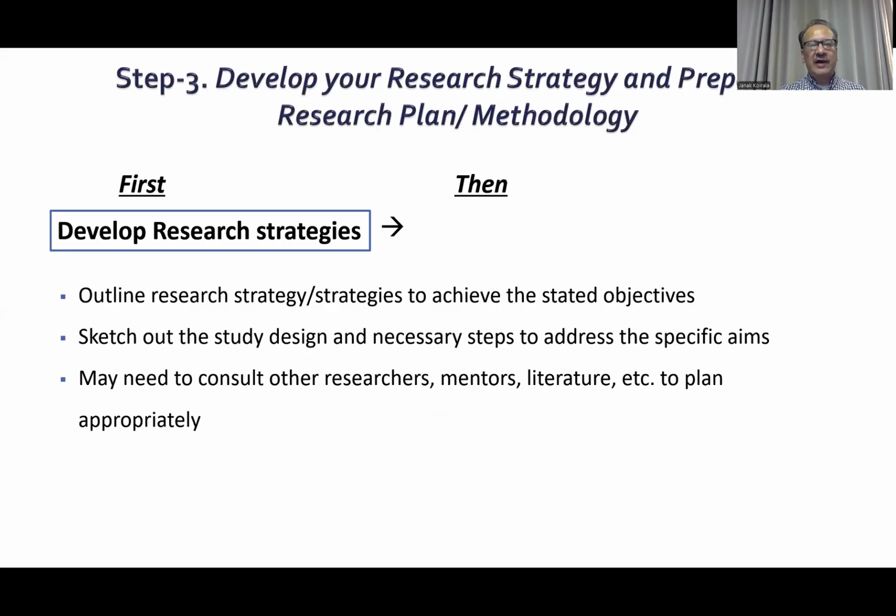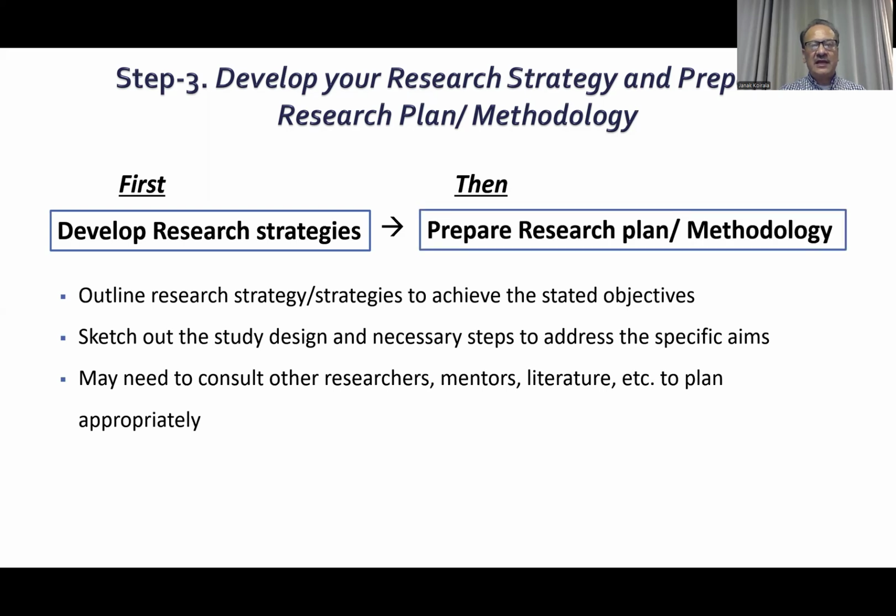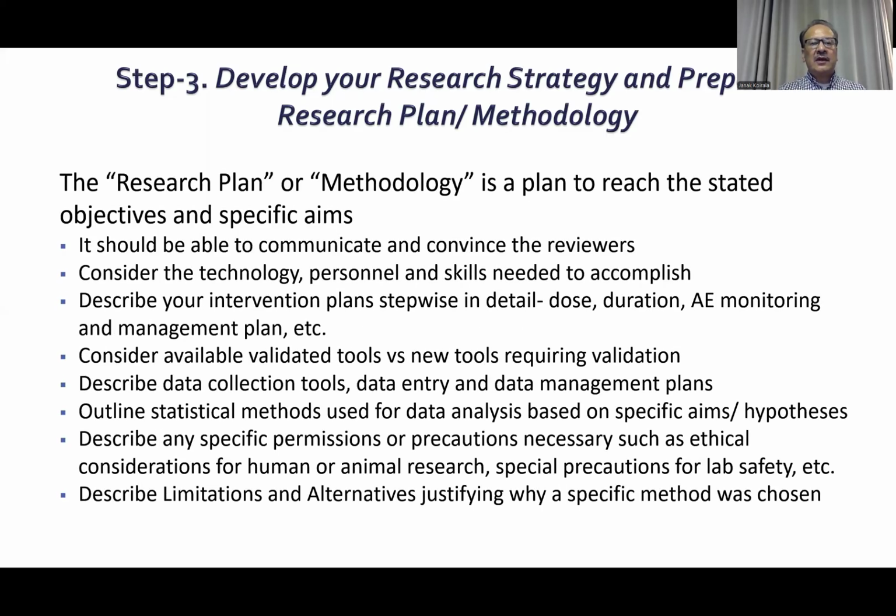And first, before writing a full detailed research plan, write what you are planning to do, where you are planning to do it, jot it down in short form. It's called developing strategies, research strategies. And then you prepare the full research plan and methodology based on your research strategies. So the methodology, also known as research plan in NIH lingo, is a plan to reach the stated objectives and specific aims. So it should be able to communicate and convince the reviewers that you can perform this study.